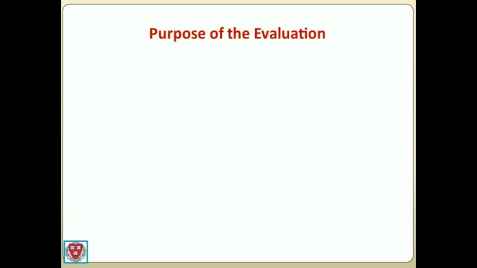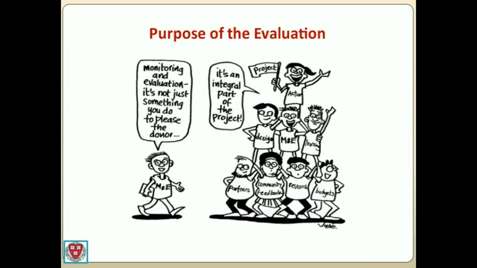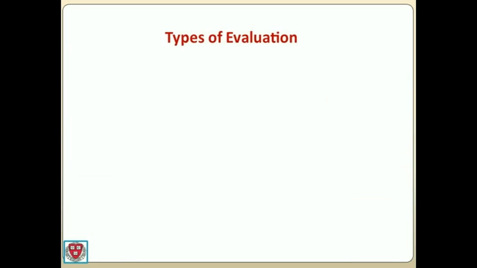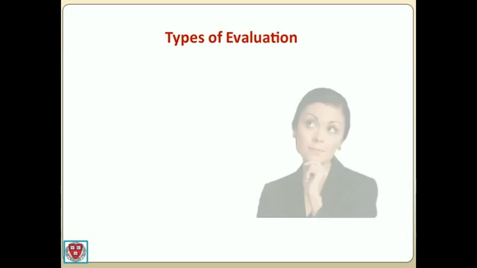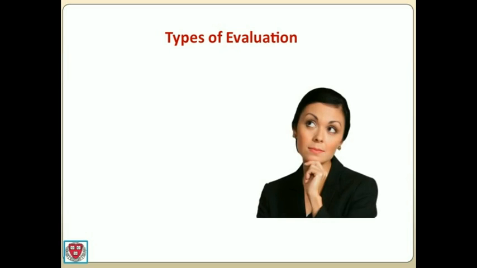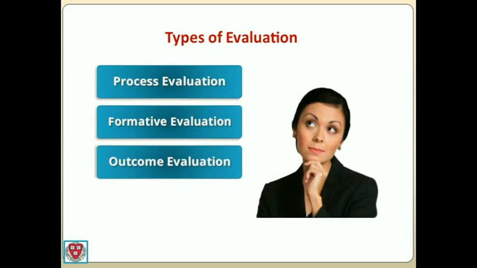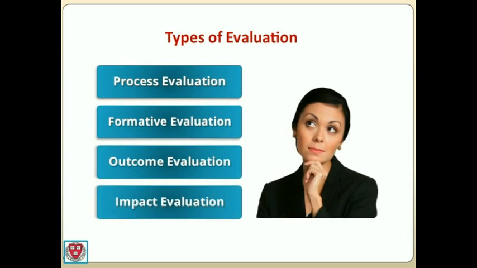In the spirit of monitoring system improvement, evaluation can help identify important factors that, if changed, may improve one of the outcomes: effectiveness, relevance, appropriateness, and equity. There are a number of different types of evaluation approaches: process evaluation, formative evaluation, outcome evaluation, and impact evaluation. Each can be applied in different ways to public health emergency preparedness.